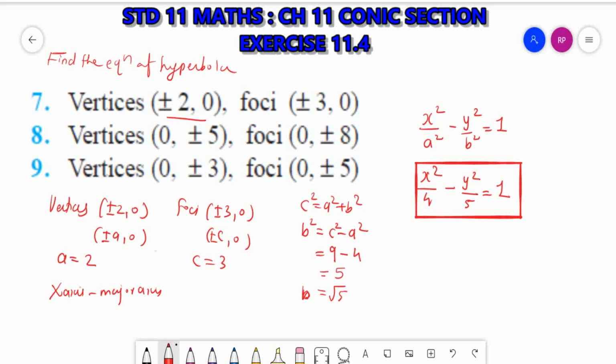So note it down. And based on this, you have to solve 8th and 9th. See, in question 8th and 9th, it's 0 plus minus b. So y-axis will be major axis. Find out c. Clear? Sorry, from c square equal to a square plus b square, find out a. And the equation will be y square by b square minus x square by a square. Clear? So at present, solve question number 7.